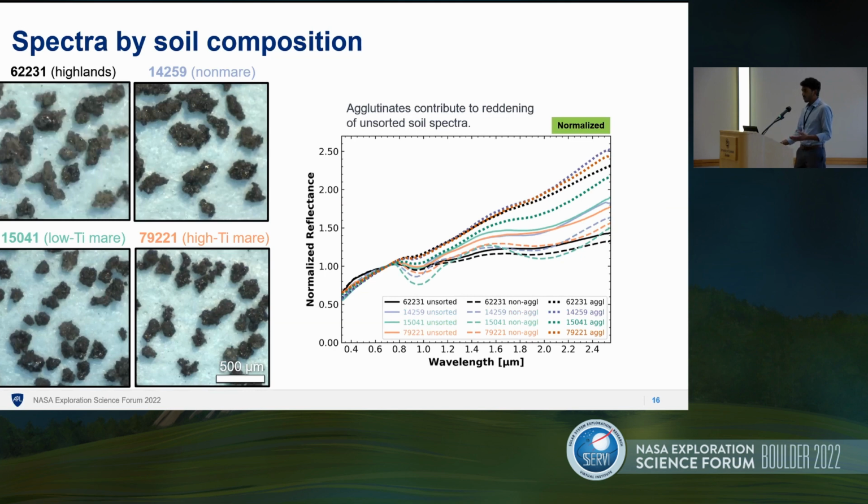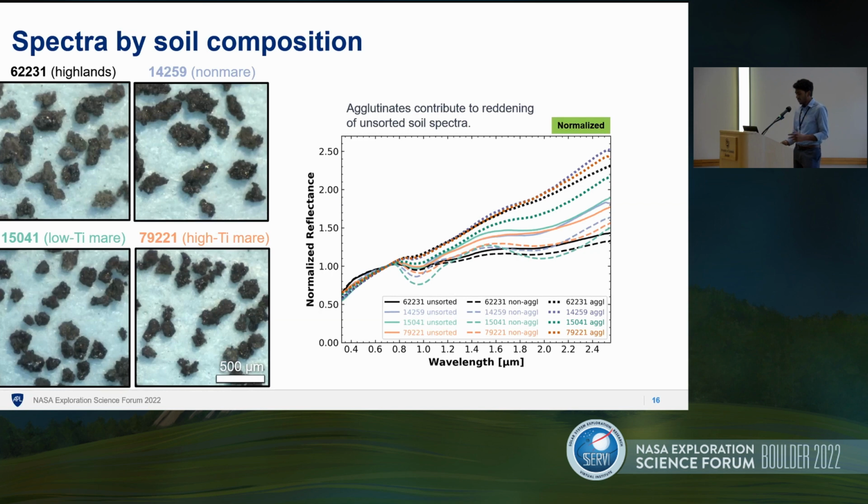And this is interesting because it suggests that for this size fraction, the agglutinates are playing a dominant role in reddening the unsorted soil spectrum. And this result is interesting because we typically think of reddening of a soil happening more because of the small nanophase iron grains in the rims of soil grains, both non-agglutinates and agglutinates. And meanwhile, we think of agglutinates as having these larger nanophase iron particles within them that contribute more to darkening of the unsorted soil.